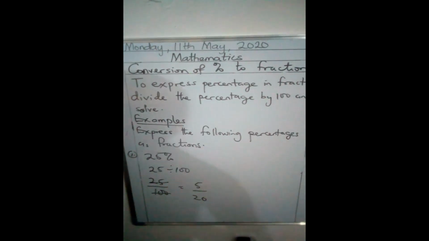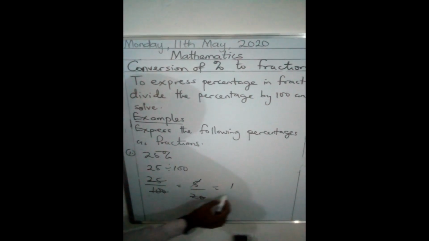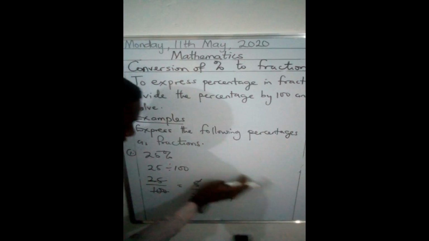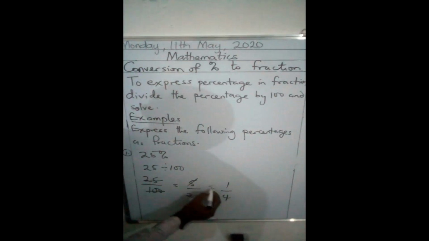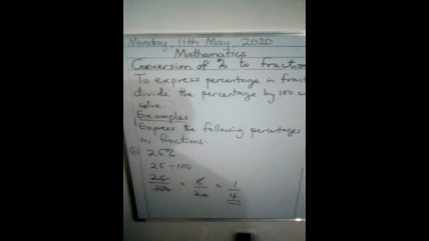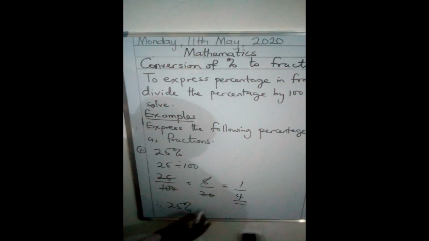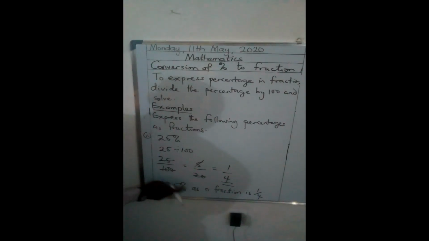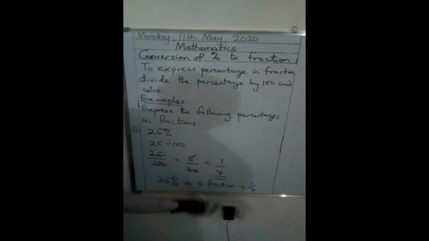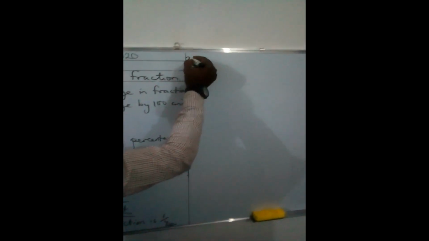So you still use 5 to divide. 5 in 5 gives you 1, and 5 in 20 gives you 4. Now, this is the simplest form of this fraction. Nothing can go again, and that makes it our final answer. So what do you say? Therefore, 25% as a fraction is 1/4. Alright? Another example, example 2.